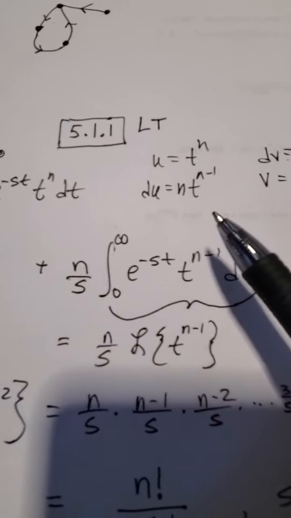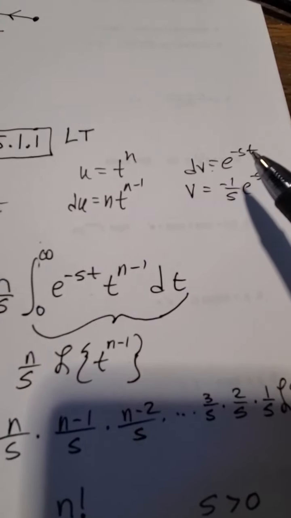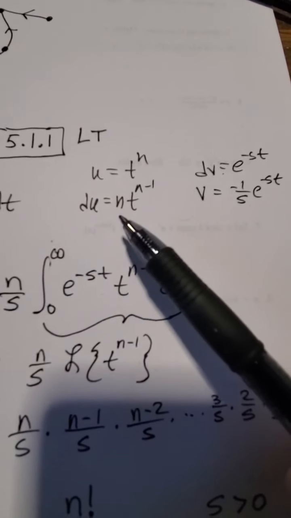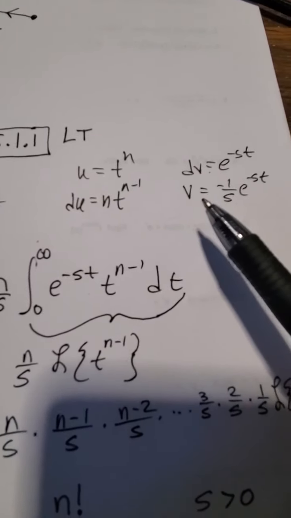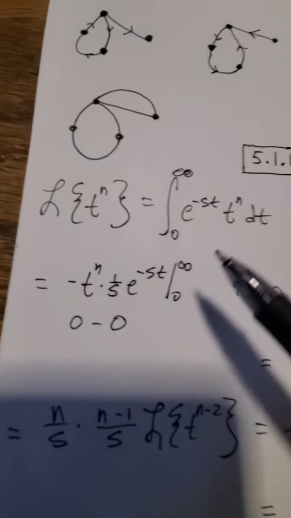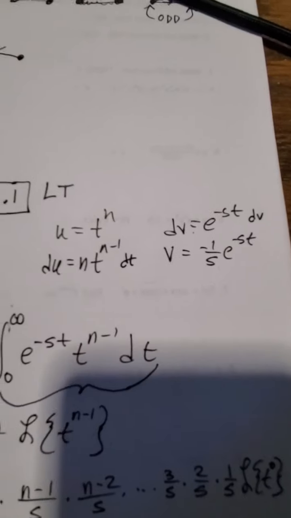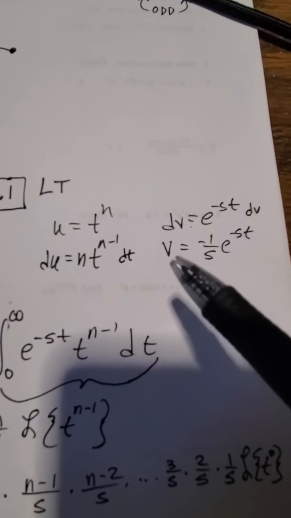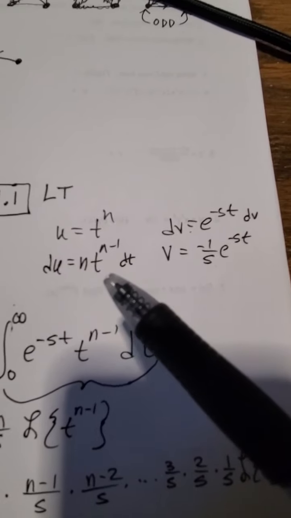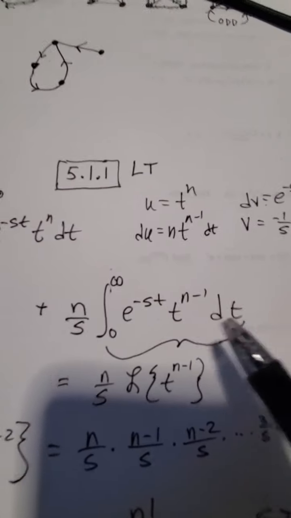And if I do integration by parts, I let u equal t to the n, dv equals e to the negative st, du equals n t to the n minus 1, and v equals negative 1 over s e to the negative st. So we know that the integral of u dv is equal to uv minus the integral of v du. So that's our uv, minus the integral of v du.